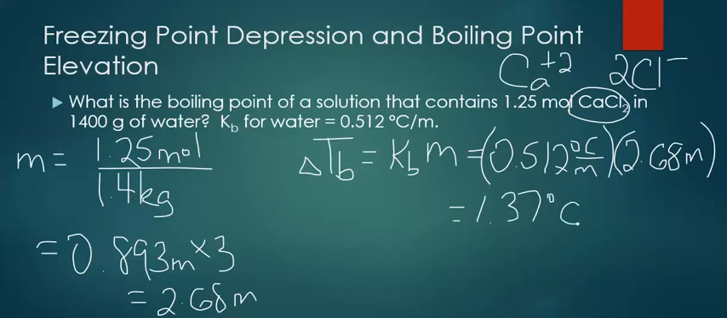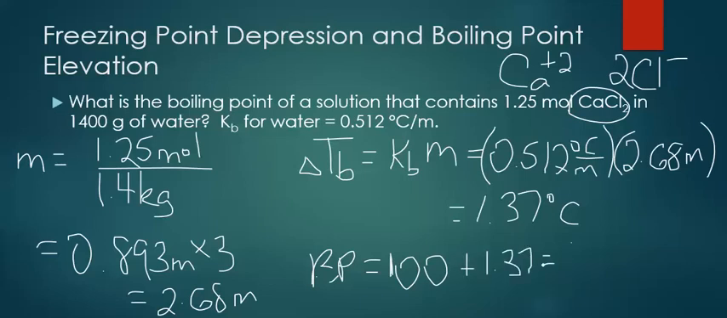And then if I want to find the boiling point, well, the normal boiling point for water is 100. Boiling point gets elevated, so plus the 1.37. So my new boiling point of the solution, 101.37 degrees Celsius. Freezing point gets lowered, boiling point gets elevated.